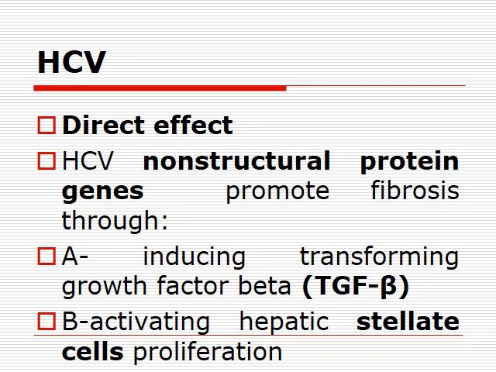Direct effect. They found that one of the non-structural genes of hepatitis C virus promotes fibrosis, either by first increasing TGF, transforming growth factor beta, activating hepatic stellate cell formation. The hepatic stellate cells start proliferating and cause fibrosis and then cancer, or by inducing transforming growth factor beta. These are all induced by fibrosis that is induced by hepatitis C virus non-structural proteins.